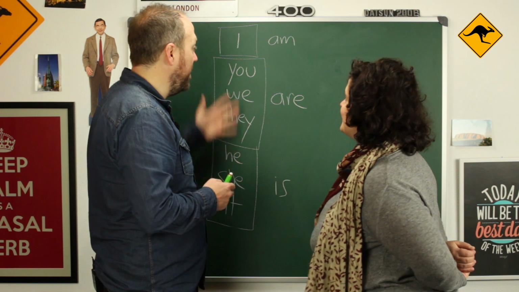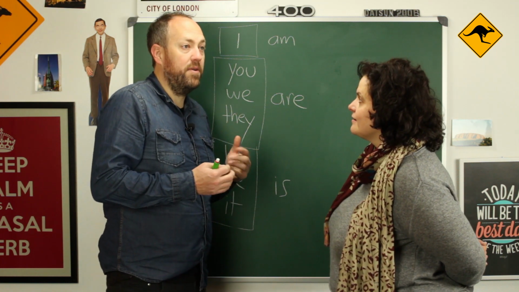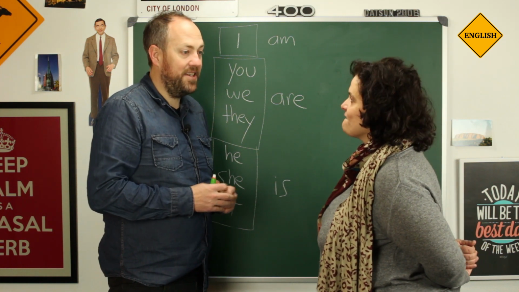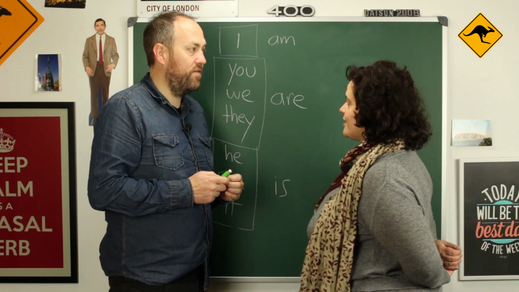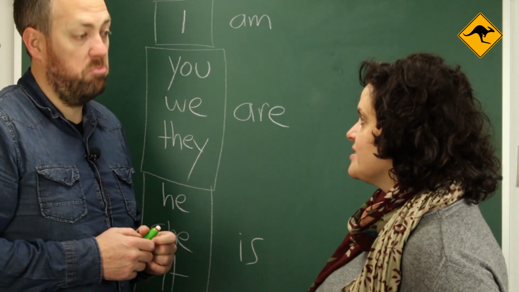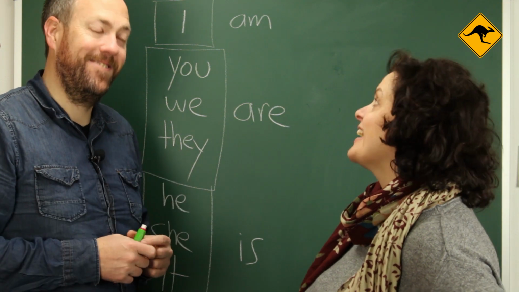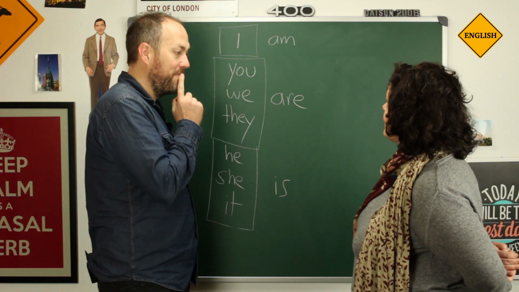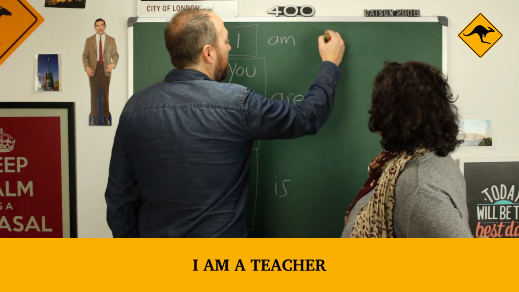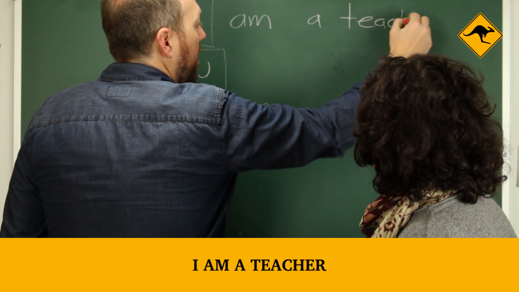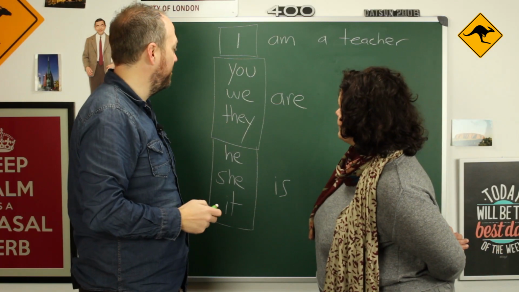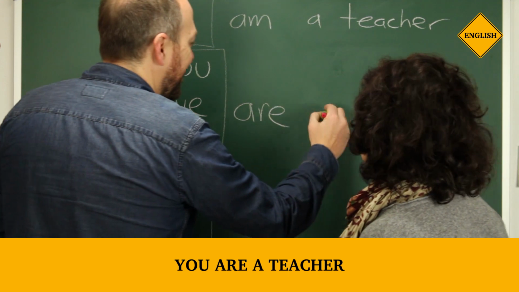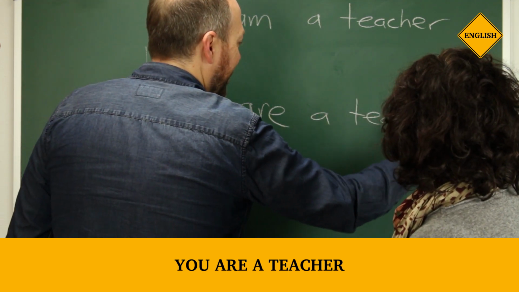So we use the verb to be to describe characteristics of people or things, qualities, and states. For example, I am sad. I am happy. Give me a sentence with the present simple. I am a teacher. And the second? You are a teacher too.